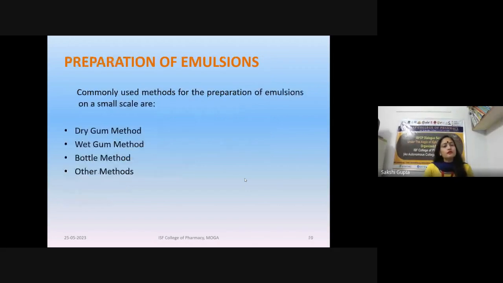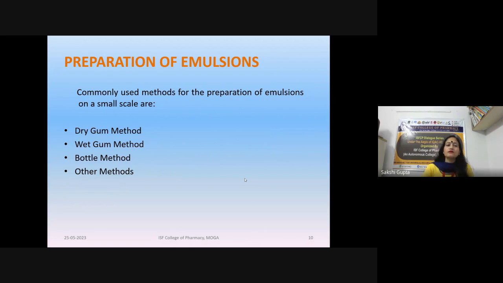Now, moving towards the preparation of emulsions. How are these prepared? What methods are we using for the preparation of emulsions? There are some commonly used methods. The first one is the dry gum method, wet gum method, bottle method, and some other methods are also used. The first one is the dry gum method. What does dry mean here?